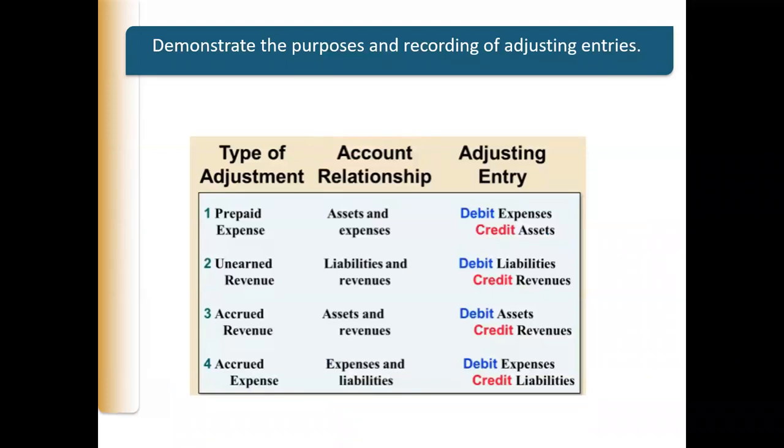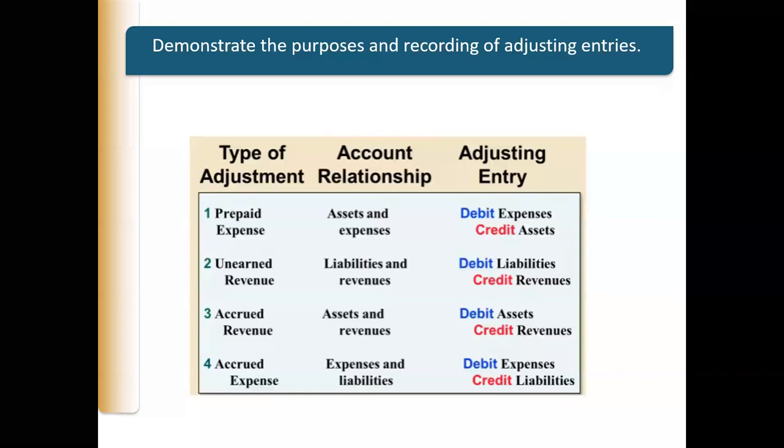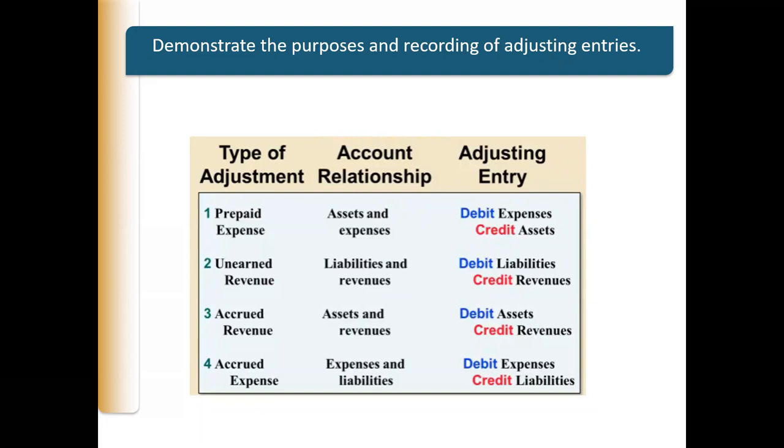So there are sometimes prepaid expenses, which we call an asset, that we need to show may be used up during the period. If we had prepaid rent or prepaid insurance, we have to look and see how much of that has been used up just due to the passage of time, and make the appropriate entries. Sometimes we take revenue that was unearned, which means we may have received the cash prior to doing the work, which is a deferred revenue. And some of that revenue may have been earned.